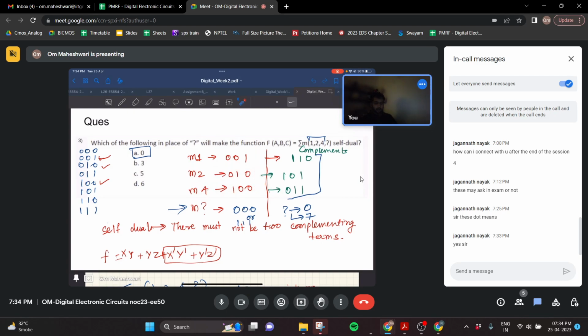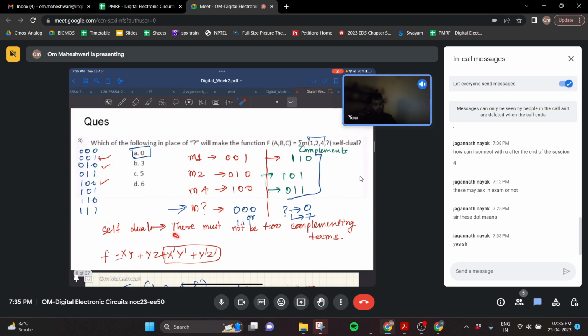Now their complement: if it is 0, 0, 1, if I take the complement of each digit, it will be 1, 1, 0. And the complement of 0, 1, 0 is 1, 0, 1. The complement of 1, 0, 0 is 0, 1, 1. Just complementing each digit, right? 0's complement is 1, and 1's complement is 0.